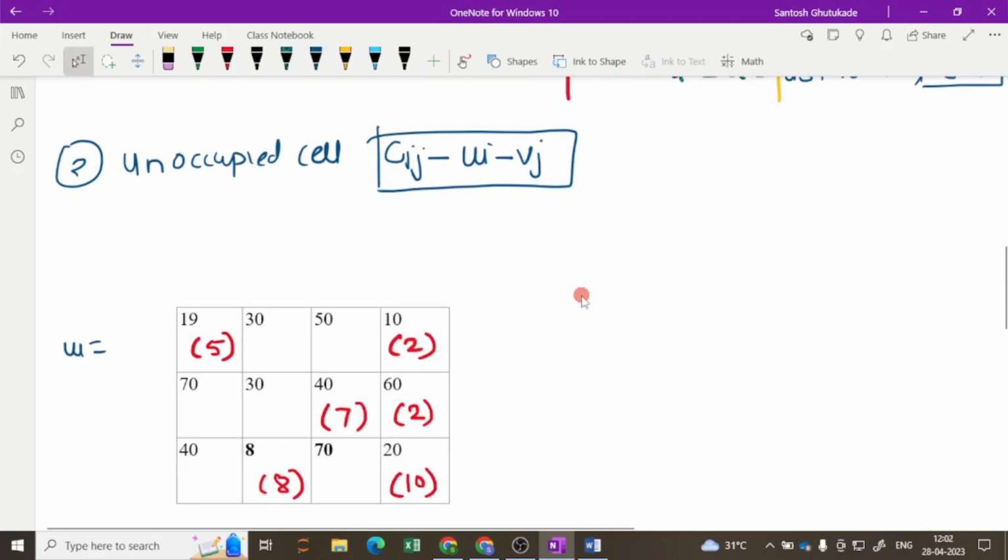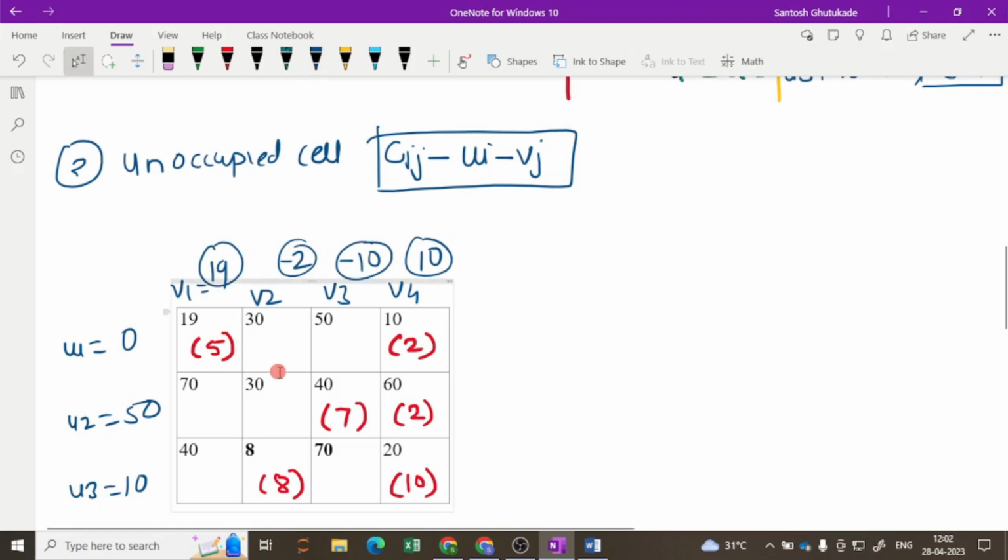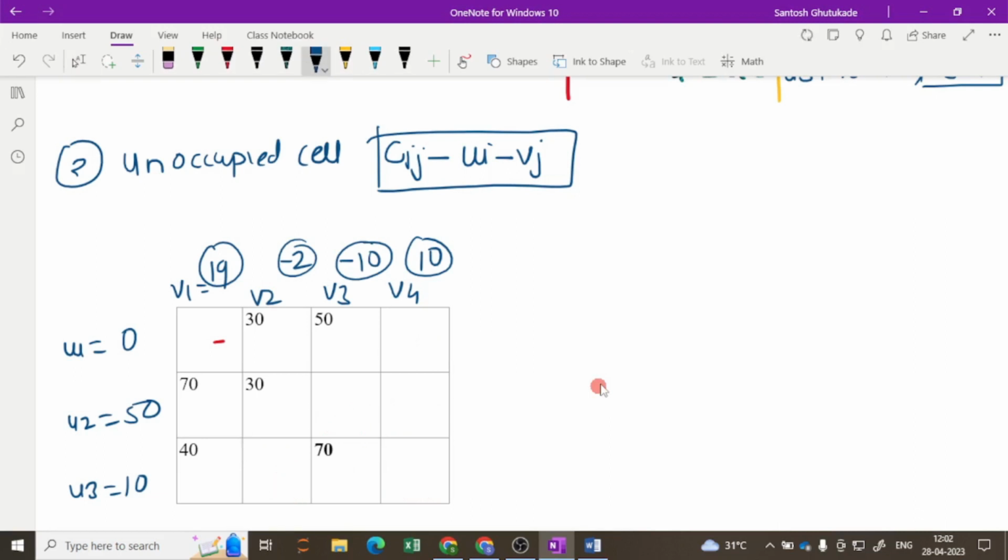So this is our matrix and we have calculated values. I will write here: u1 we have calculated 0, then u2 is 50, then u3 is 10. Similarly v1 is 19, then v2 is minus 2, v3 is minus 10, and v4 is plus 10. We calculated these in the previous step. Now we are using them for unoccupied cells. So I will remove the occupied cells from this matrix, where there is allocation. The remaining are the unoccupied cells.